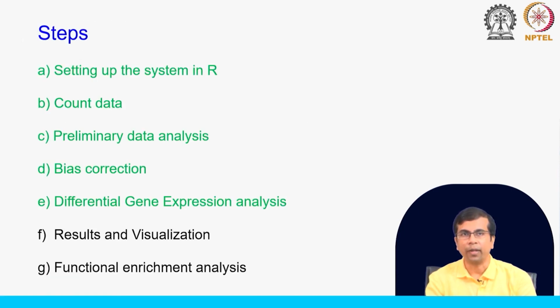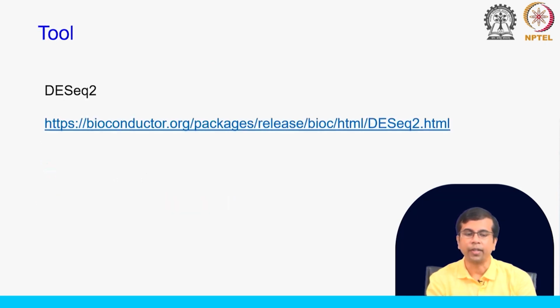Again coming back to the steps, we have completed up to this bias correction part and we can start with the differential gene expression analysis, and for that we will use this tool DESeq2 that I have already introduced, and I have also shown you how we can install this package. We will now use this package to actually run this analysis and then generate some interesting results which we can interpret and visualize.